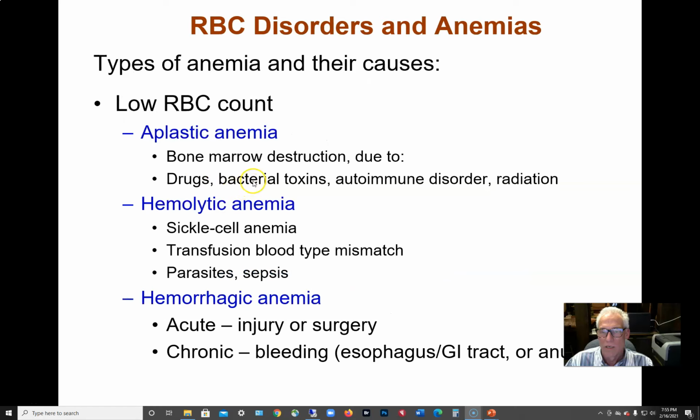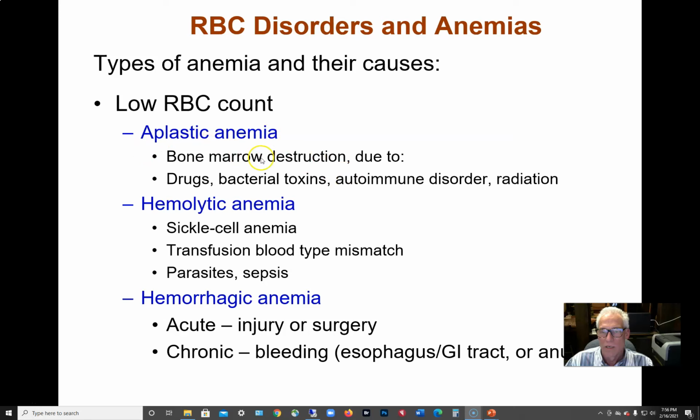Other types of anemia, let's break them up into categories. Types of anemia that involve insufficient red blood cells. The worst of those is called aplastic anemia. When you're talking about cell biology, plasticity refers to mitosis, multiplication, making more cells. A is a prefix that means not. So aplastic anemia means the red bone marrow is not making red blood cells.